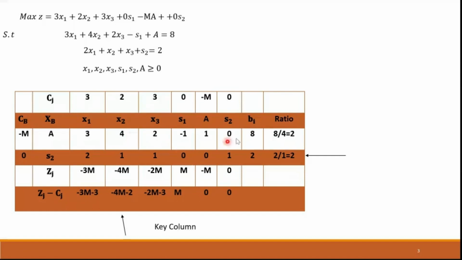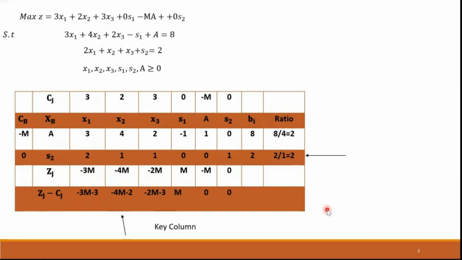Okay, so when you have two similar minimum ratios, you can choose any one of them to be the key row. I have taken this as the key row because the key element will become 1 if I take this row. If I choose this row as the key row, then the key element will be equal to 4. Then you have to make the key element equal to 1 by dividing the first row by 4. So we will have these fractions here, so we are avoiding that.